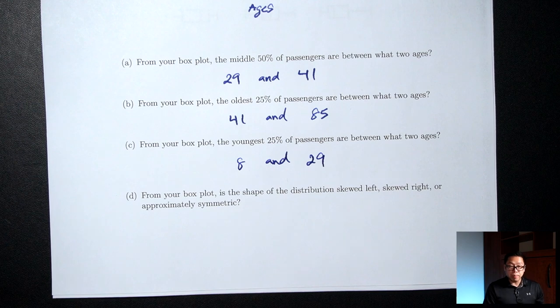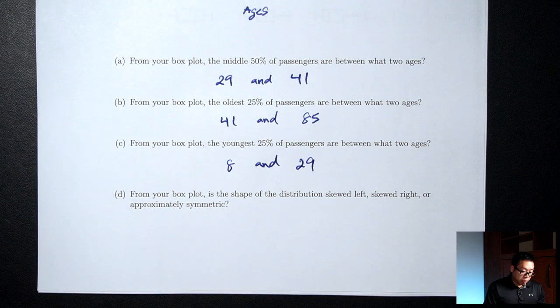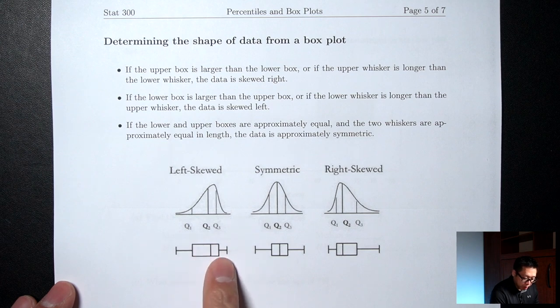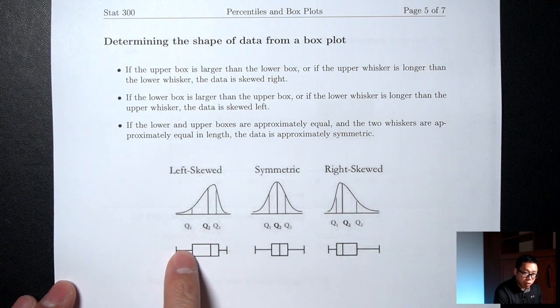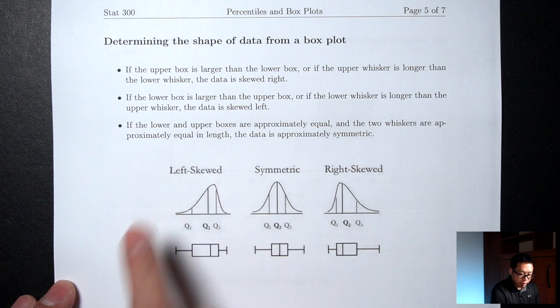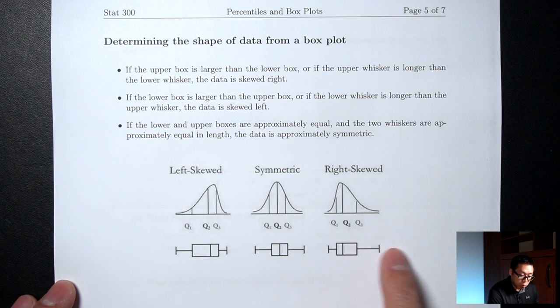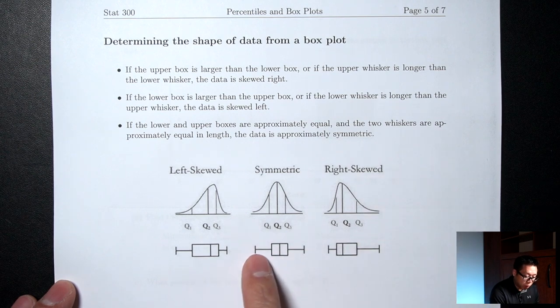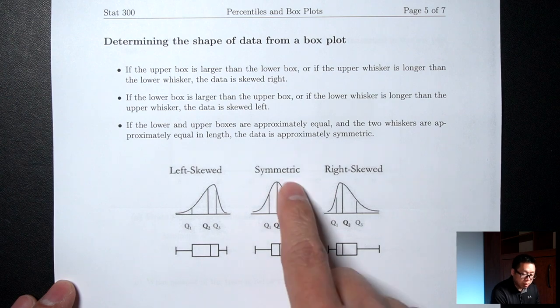Part D, from your box plot, is the shape of the distribution skewed left, skewed right, or approximately symmetric? And for the answer to this, we'll need the next page. Determining the shape of data from a box plot. Now on a box plot, there is a lower box and an upper box. There is a lower whisker and an upper whisker. Basically, if the lower box is bigger or the lower whisker is longer, skewed left. If the upper box is bigger or the upper whisker is longer, skewed right. If both boxes are about the same and both whiskers are about the same length, symmetric.